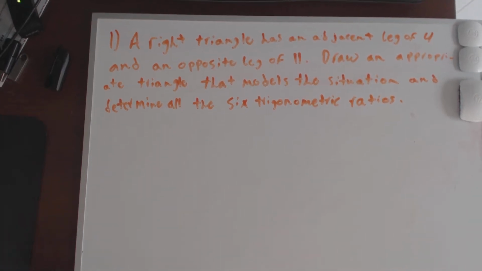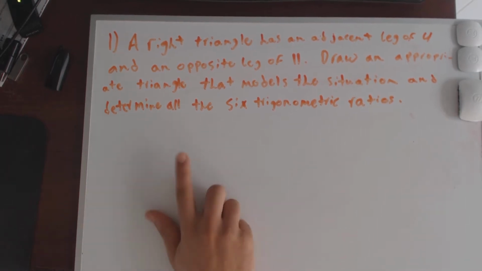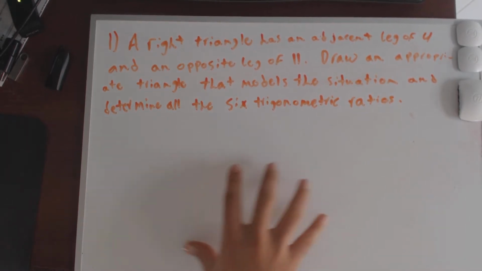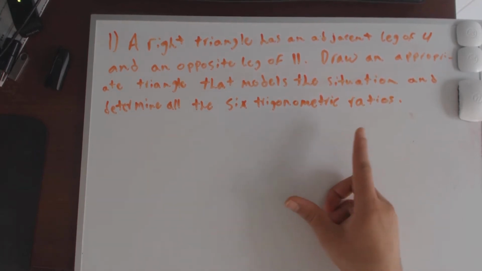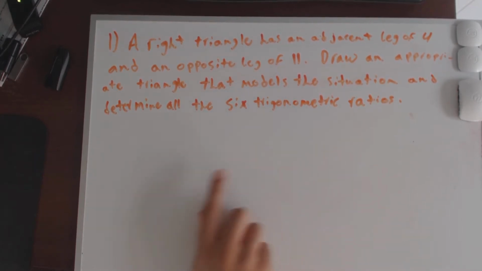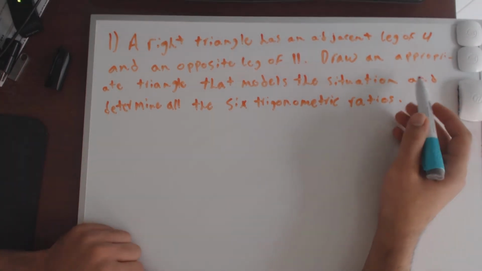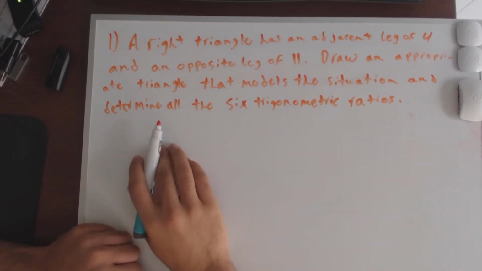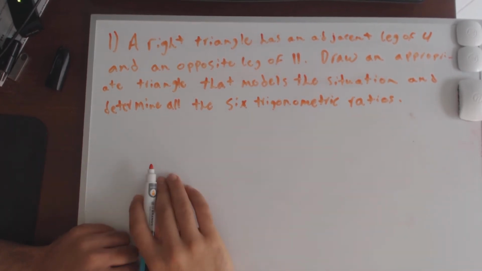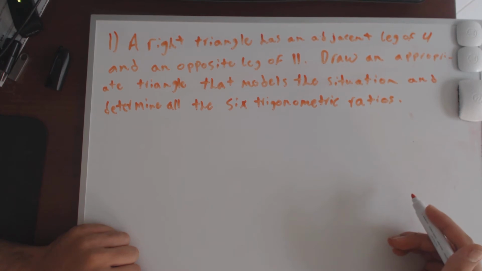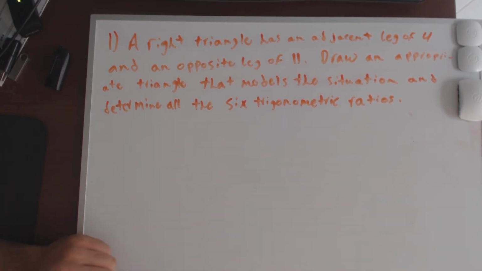So let's try to solve this problem. A right triangle has an adjacent leg of 4 and an opposite leg of 11. Draw an appropriate triangle that models the situation and determine the 6 trigonometric ratios.